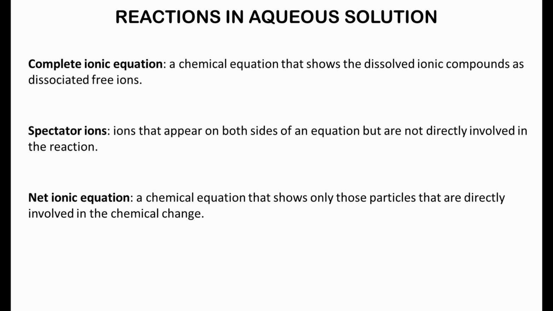Many important reactions take place in water. Sometimes, a molecular equation does not give you the complete picture of what's happening in an aqueous solution. It can be useful to write out the dissociated ions in the format of a complete ionic equation. A complete ionic equation is a chemical equation that shows the dissolved ionic compounds as dissociated free ions. To obtain the net ionic equation, the spectator ions that appear on both sides of an equation, but are not directly involved in the reaction, should be removed. Spectator ions are ions that appear on both sides of an equation, but are not directly involved in the reaction.